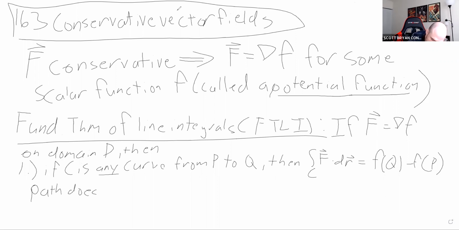So I want to emphasize, this says for line integrals of conservative vector fields, path doesn't matter. How you get from point P to point Q doesn't matter. All that matters are the endpoints. If you change the path and you have the same endpoints, you still have the same integral, the same value.